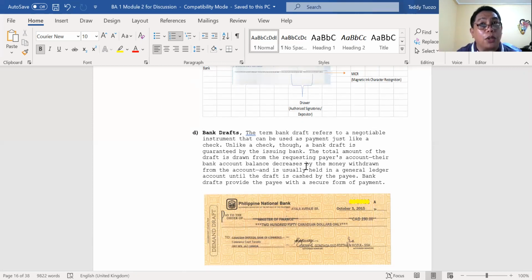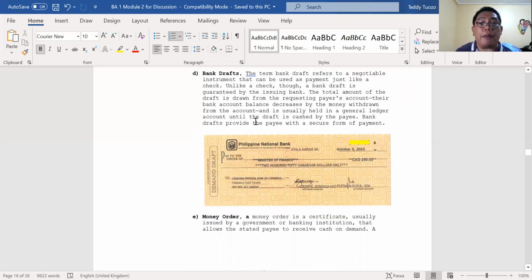It's not the depositor anymore because it is already purchased from the bank. It is automatic. It was already debited to the account of the depositor and then requested to be issued as a bank draft, maybe for payment purposes that do not accept personal checks, but only bank drafts or manager's checks, no? Another type of check that can be acceptable is a manager's check. That is, again, guaranteed by the issuing bank itself. So that is a bank draft.